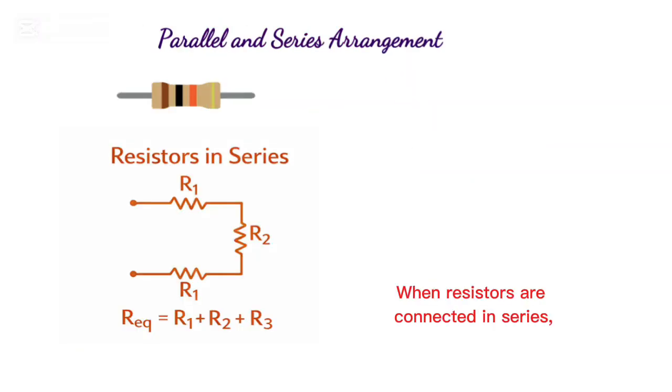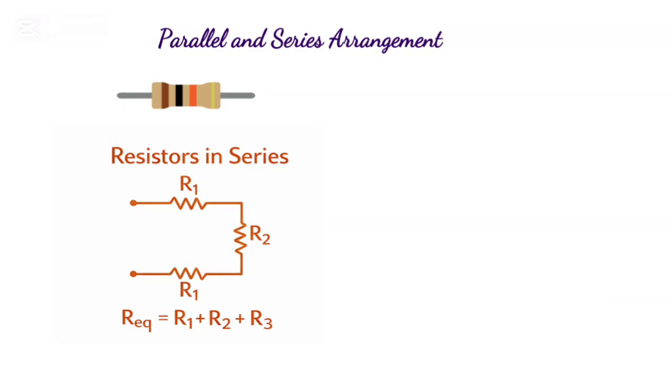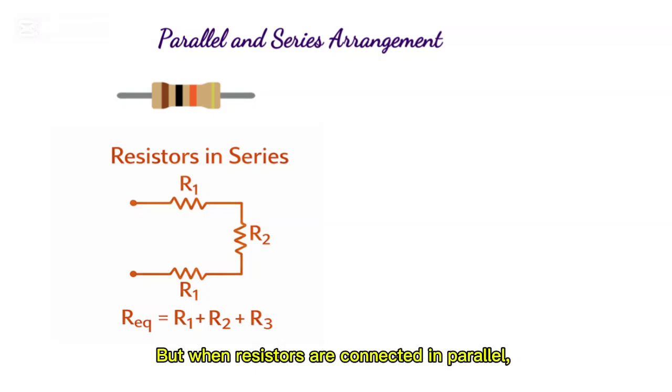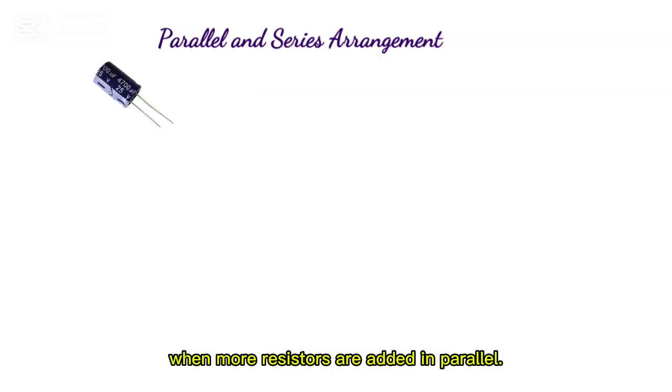Resistors. When resistors are connected in series, the equivalent or total resistance is the sum of all the resistances. R is equal to R1 plus R2 plus R3. But when resistors are connected in parallel, the equivalent resistance is given by 1 over R is equal to 1 over R1 plus 1 over R2 plus 1 over R3. This means the total resistance becomes smaller when more resistors are added in parallel.